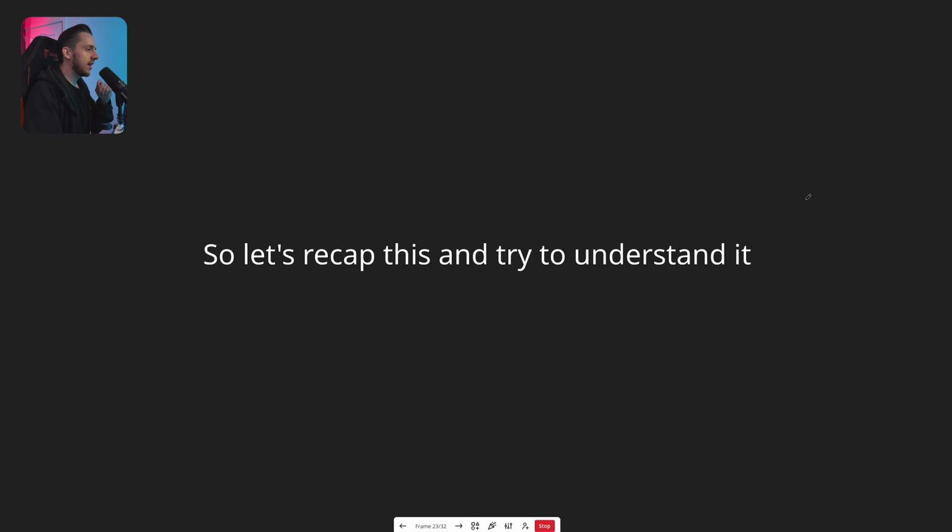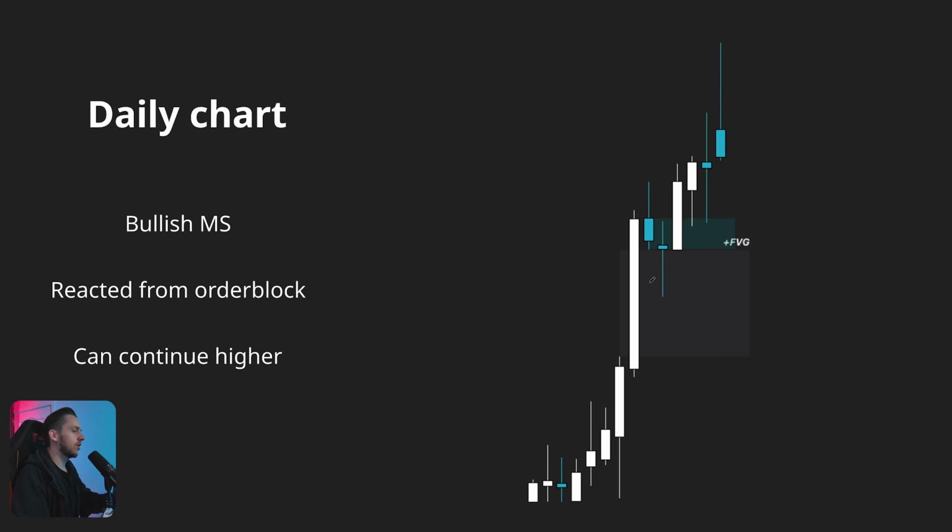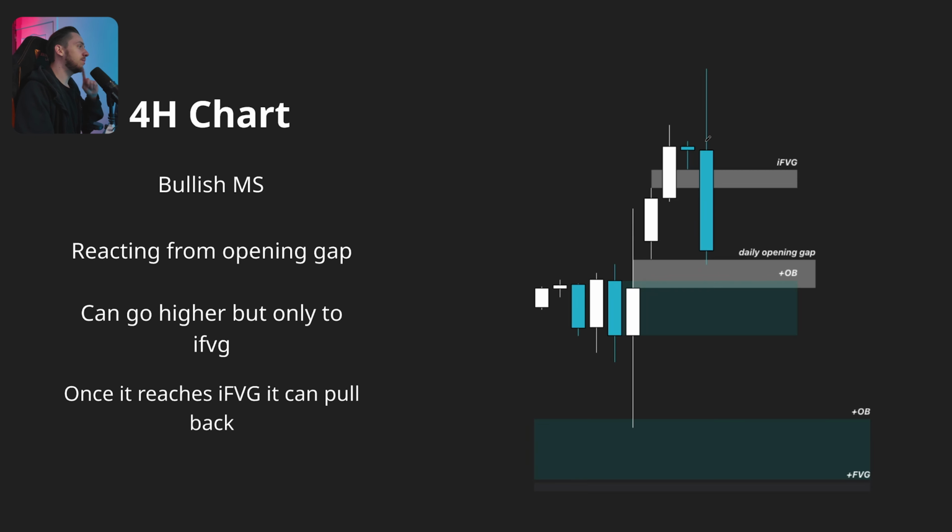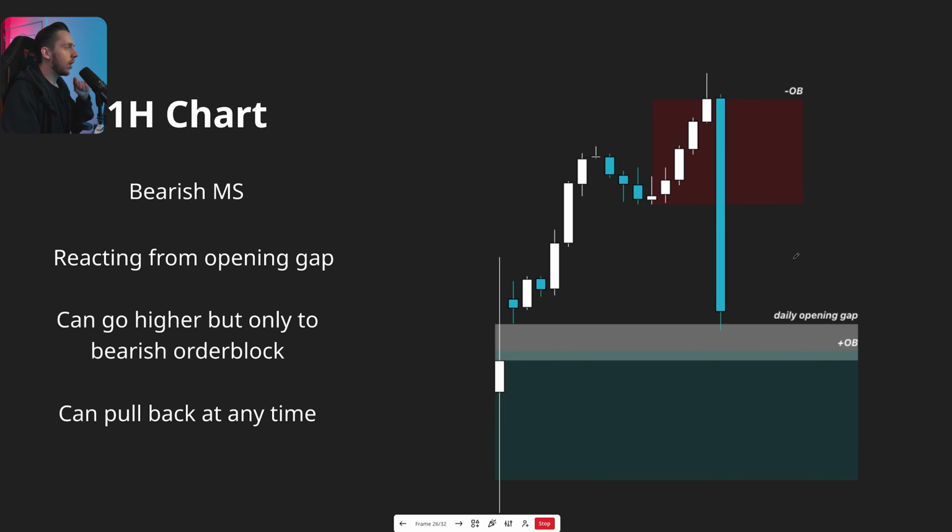So let's recap this and try to understand it in a clear way. Daily chart: bullish market structure, reacted from this order block, and can continue higher. 4-hour chart has bullish market structure, it's reacting from the daily opening gap, can go higher, but only to this inverted fair value gap. And once it reaches that inverted fair value gap, it can start to pull back. 1-hour chart has bearish market structure, is currently reacting from your daily opening gap, can go higher, but again, only to this bearish order block. And again, it can pull back at any time and go lower.